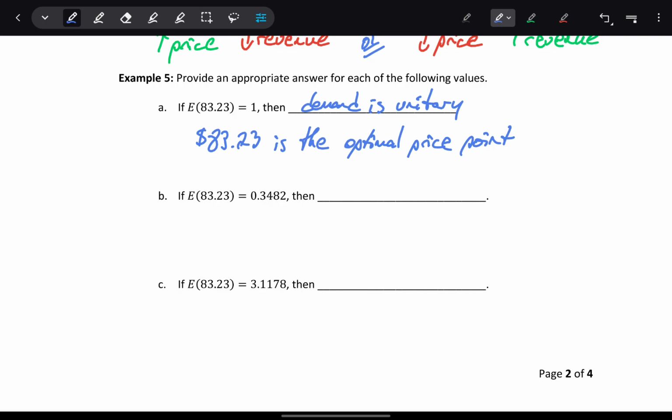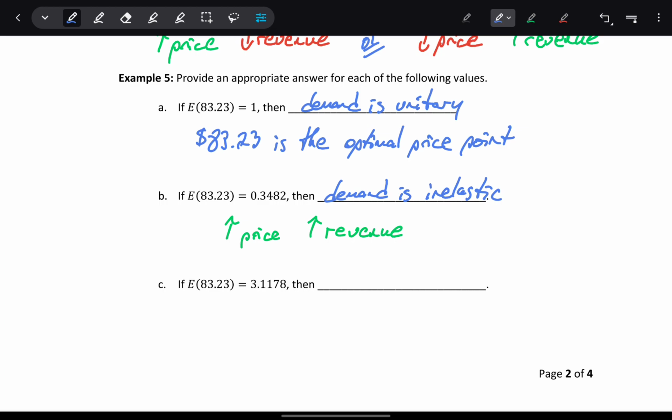If our value for elasticity is 0.3482, so something between 0 and 1, then we would say that demand is inelastic, which means that increasing our price would actually increase revenue. That is, we can charge more for our product than we're currently charging.